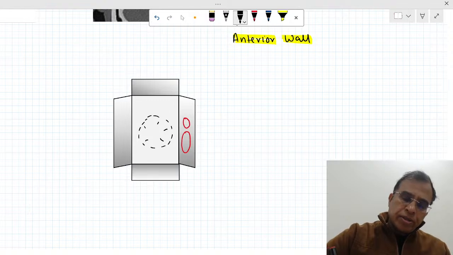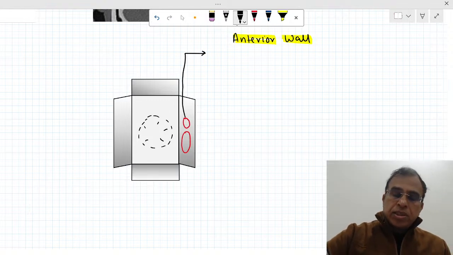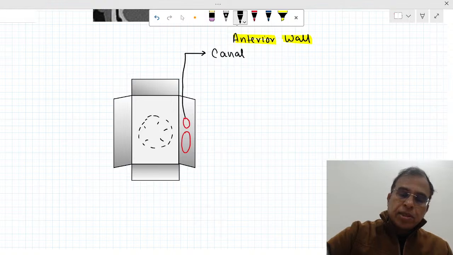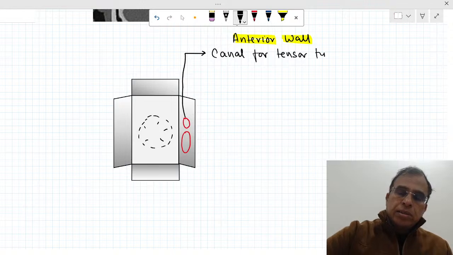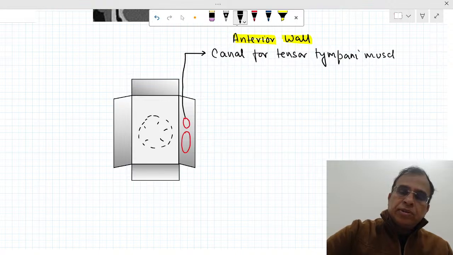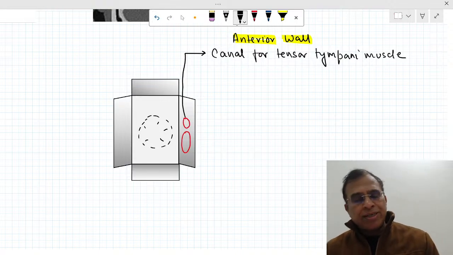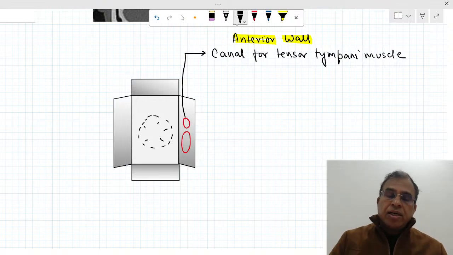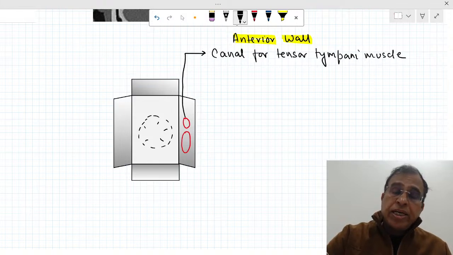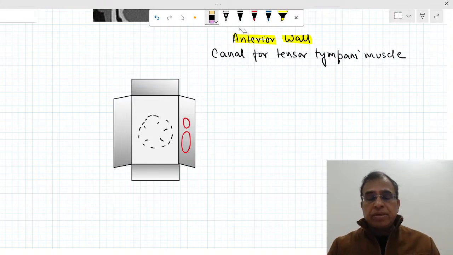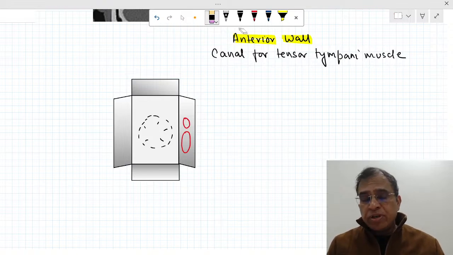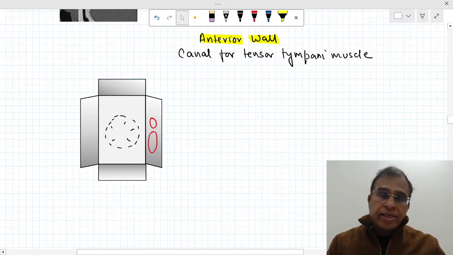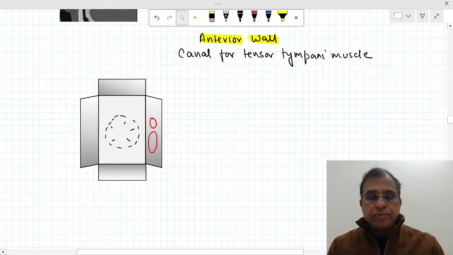This smaller opening, this one, is called the canal for the tensor tympani muscle. Only the name is important, nothing else. Canal for tensor tympani. From the name I understand that a muscle comes out of this canal into the middle ear, and the name of the muscle is tensor tympani muscle. If there is anything else important about this canal, that will be discussed in anatomy. From the ENT point of view, it is not important.